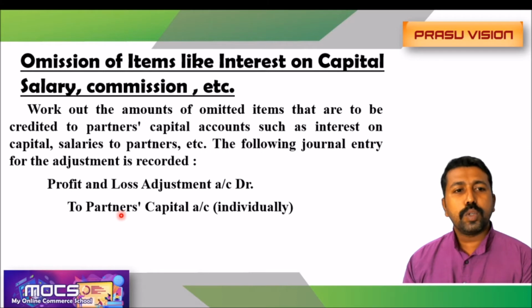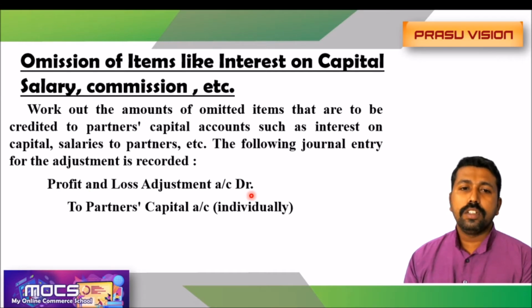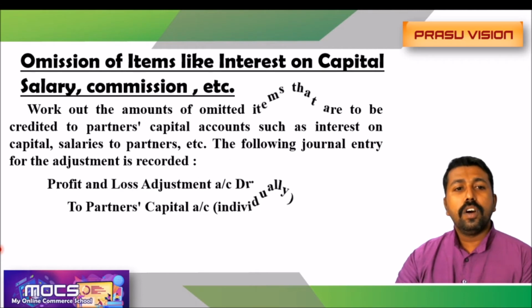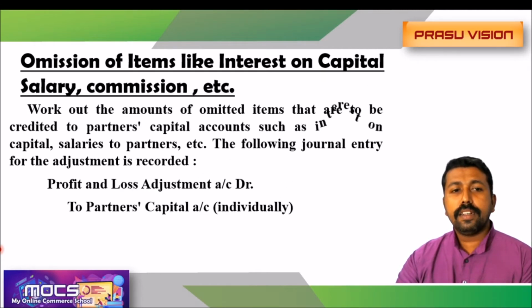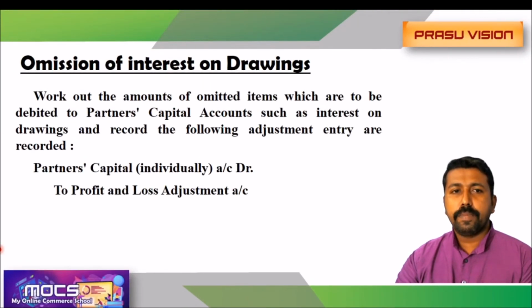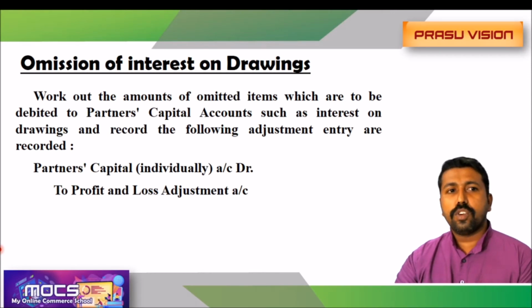So remember how to write the item. Suppose interest on capital is omitted, profit and loss adjustment account debit to partner's capital. Maybe A's capital, to B's capital. We have to write the value of interest on capital. So here we have opened the profit and loss adjustment account to adjust the value omitted, maybe interest on capital or salary to a partner or commission to a partner. So the next item may be the omission of interest on drawings.